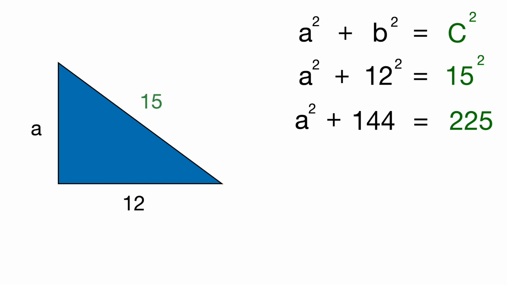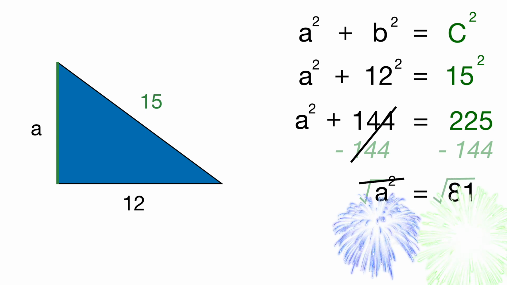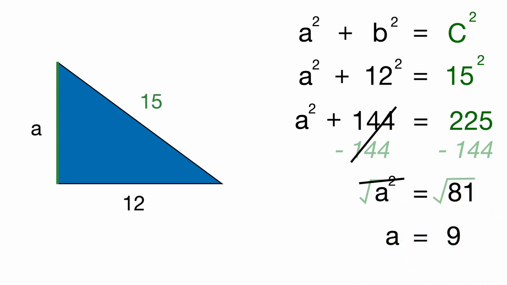We want to isolate A squared, so we're going to subtract 144, which cancels it out over here, and we do the same to this side. So now we have A squared equals 225 minus 144, which is 81. So we now know that the square of side A equals 81, but remember, we want to solve for the length, not the square. We have one step left: we have to square root both sides. The square root of 81 gives us 9. So we know that side A equals 9, and now it's a completed triangle: 9, 12, and 15.